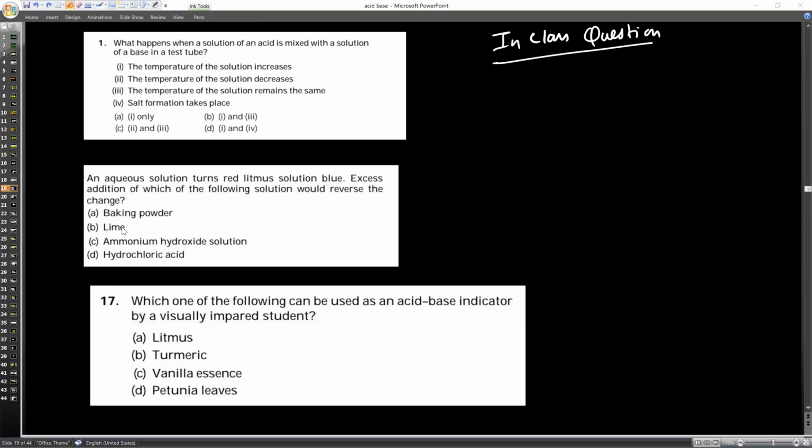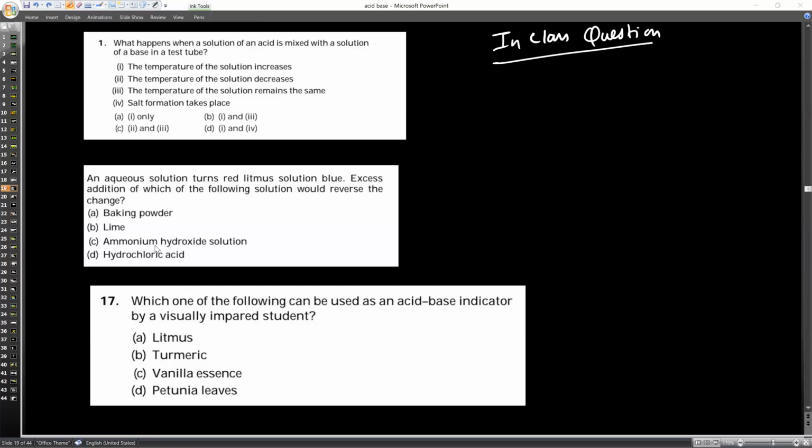Others are like baking powder is base, lime is actually calcium oxide. Don't think lime is lemon. No, we call it lime. Lime in chemistry is actually calcium oxide. Calcium oxide is a metal oxide, and metal oxides are basic in nature, which we will learn in chemical properties. Okay, got it. Next one, ammonium hydroxide. Yes.